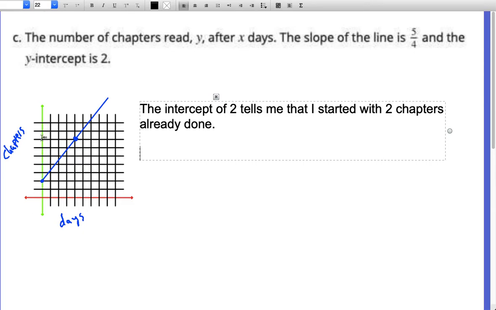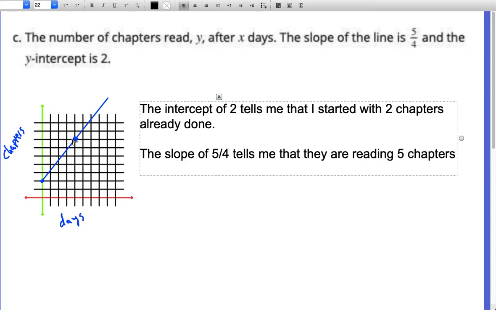Now the slope is up 5/4. Well, it's up 5 chapters over 4 days. That's how you need to think about it. Up 5 chapters over 4 days. So the slope of 5/4 tells me that they are reading 5 chapters every 4 days. Okay? Pause if you need more time to write.